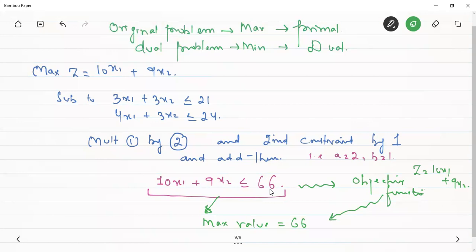So I hope the concept of the dual is clear. Every problem will have its dual. That is, every primal will have a dual. If the primal is a maximization, the dual will be a minimization, and their optimum values will be the same. We had seen that the maximization problem had the maximum value of 66, and its dual minimization had the minimum value of 66. Okay, so let's meet in the next lecture.